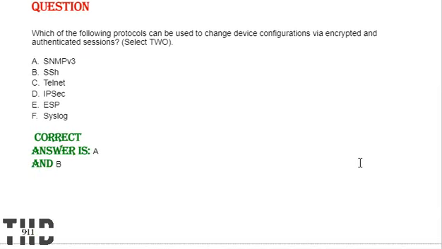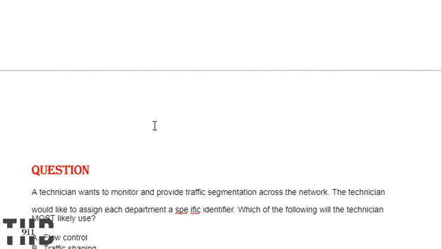Which of the following protocols can be used to change device configuration via an encrypted and authenticated session? Select 2. Option A, SNMPv3. Option B, SSH. Option C, Telnet. Option D, IPsec. Option E, ESP. And option F, syslog. The correct answer is option A and B.